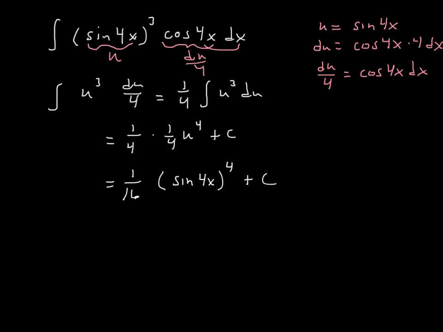When I make that substitution, this portion has become the integral of u cubed times du over 4. When I pull the 1/4 out, I get 1/4 times the integral of u cubed du. And again, we're undoing the power rule with this, so we have 1/4 times 1/4 u to the 4th plus c. So I get 1/16 times sine of 4x to the 4th power plus c. That would be my antiderivative.